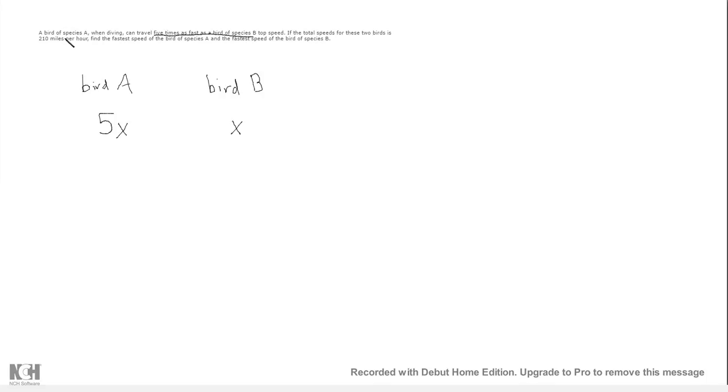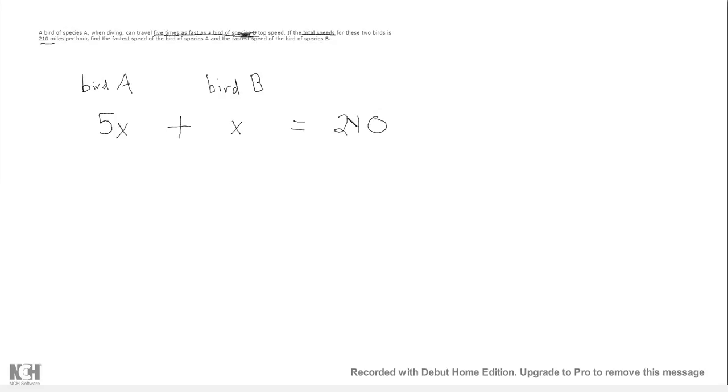Whenever I see one of my unknowns, it can be written as some mathematical operation of the other. I write the other, in this case species B, as just my variable x, and then I use that statement of the first one to write the first one in terms of the same variable. Now it tells me the total speeds, so I'm going to add these up. The total speed is 210.